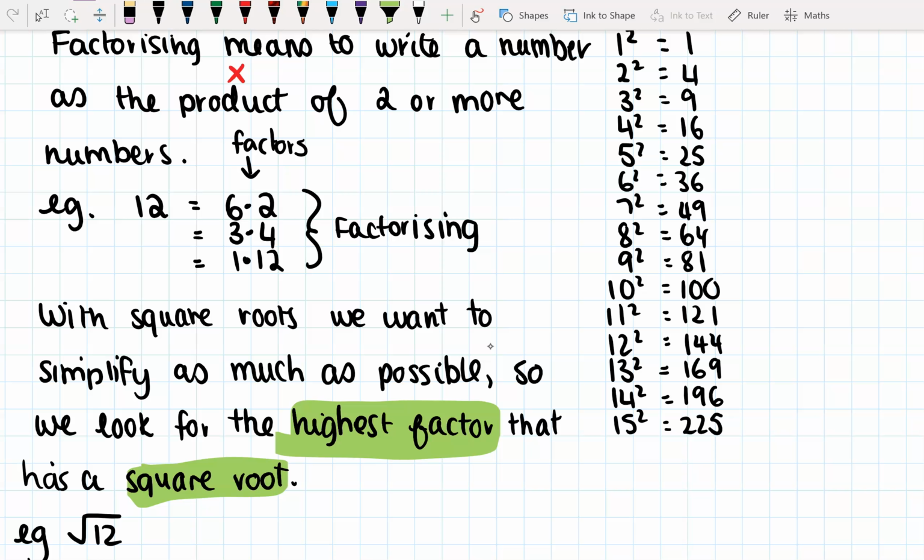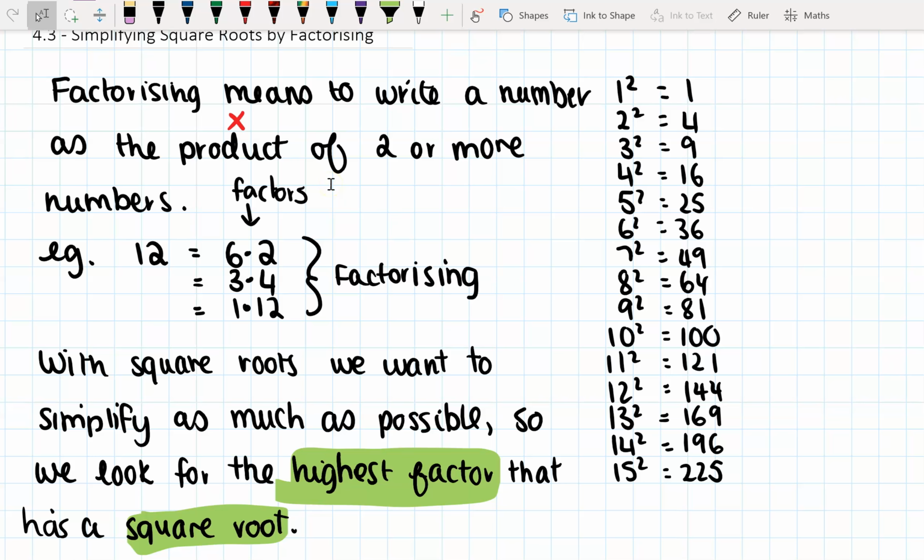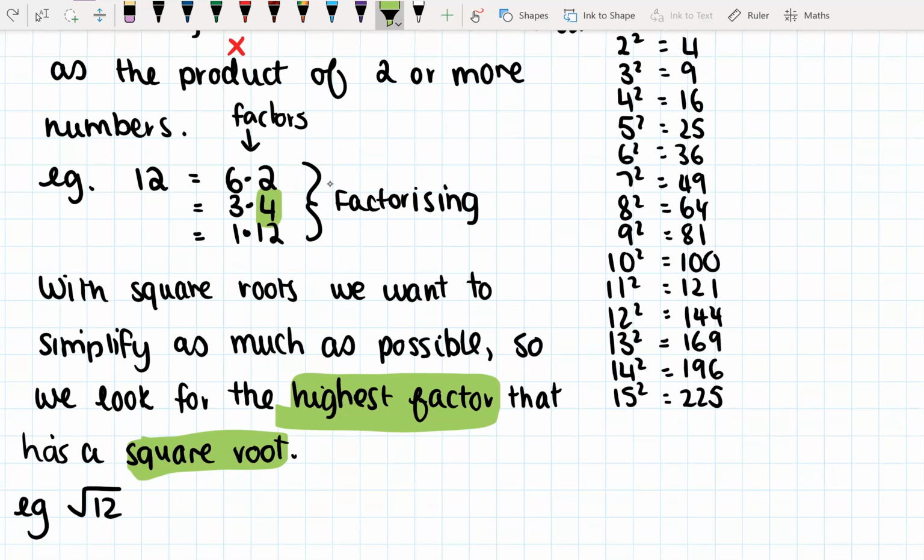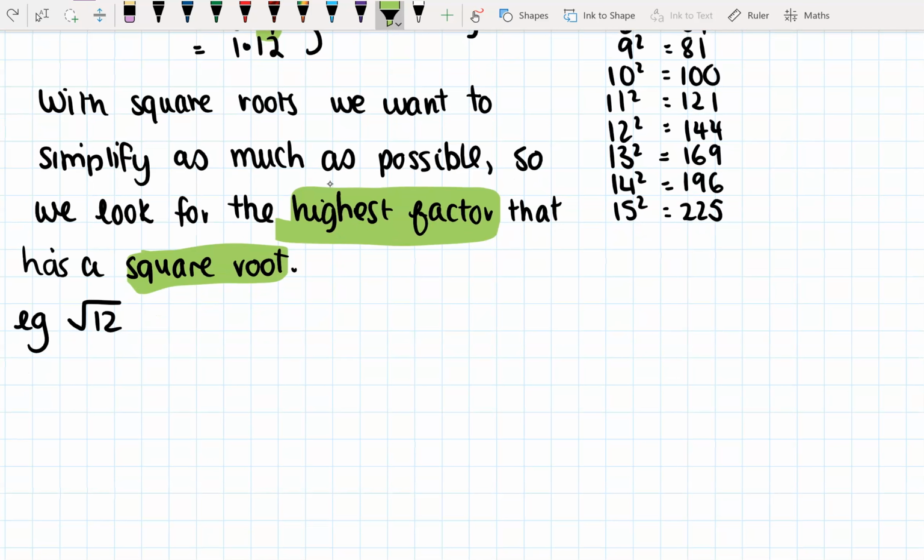All right, so of 6, 2, 3, 4, 1 and 12, only one of them is actually, well, two of them are actually a square number, but one is pretty useless as far as we're concerned here, and that's 4, okay, because 4 is the same as 2 squared. Okay, so we're going to use that one. Now 12, therefore, can be written as, and we know that that's 3 times 4, okay, so the square root of 12 is the square root of 3 times 4.